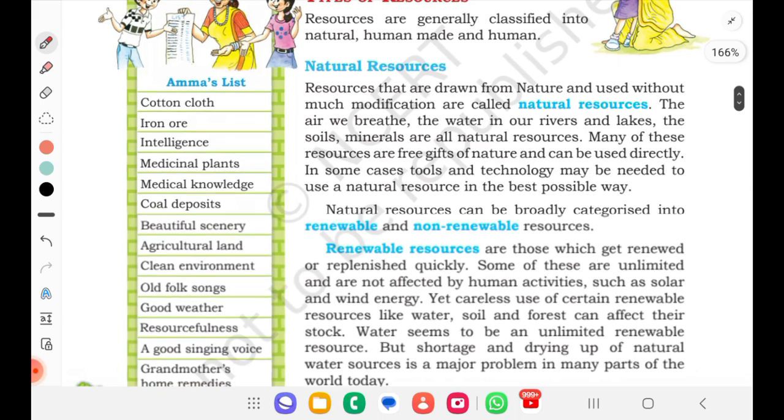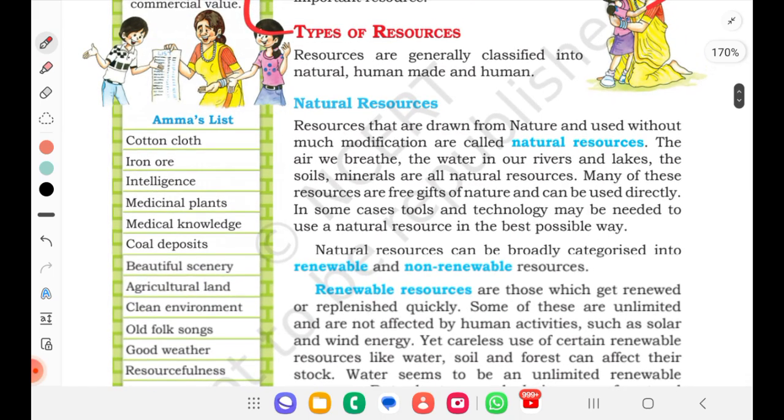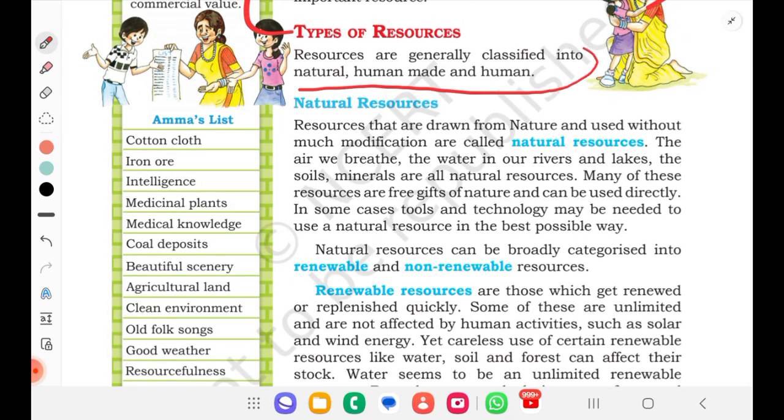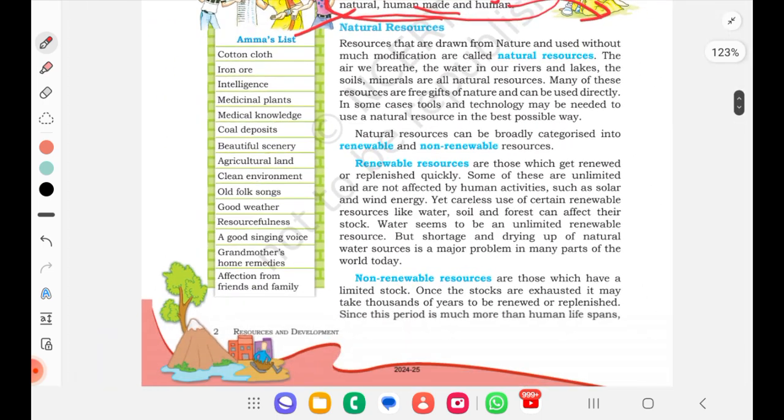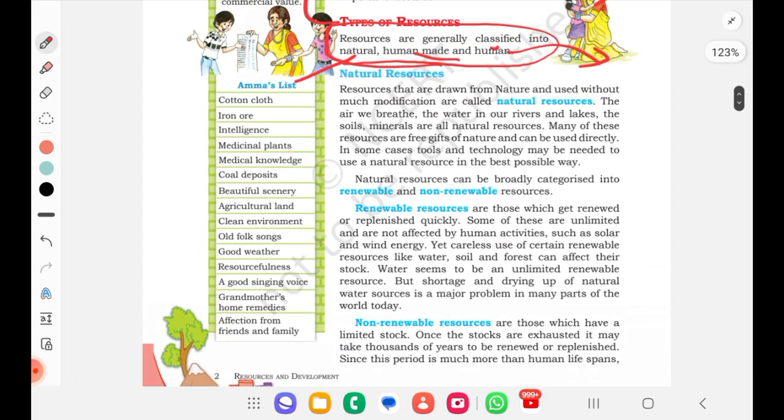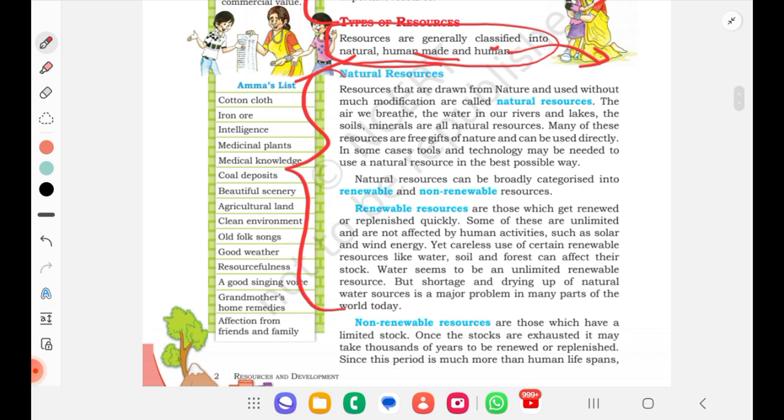Now we'll read types of resources. Resources are generally classified into natural, human-made and human. Natural, human-made, and human itself is a resource, as mentioned in the above paragraph. So now we will read till here, natural resources.